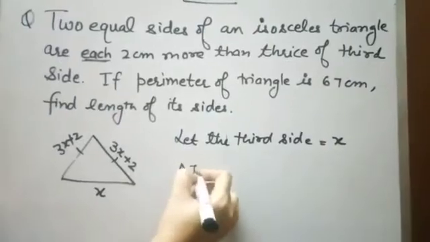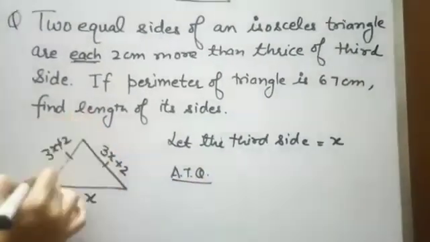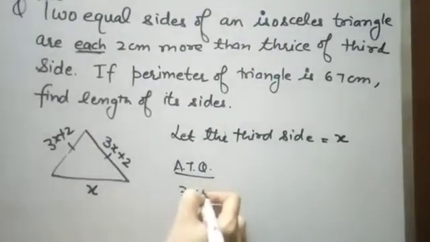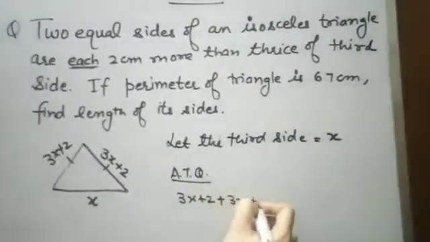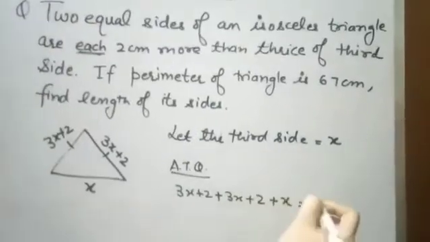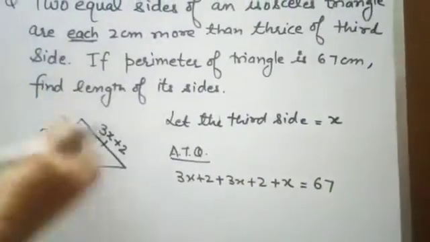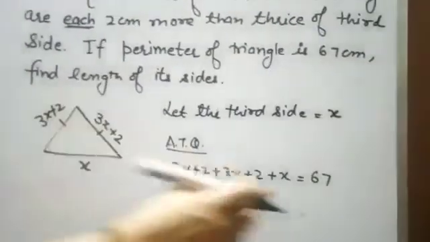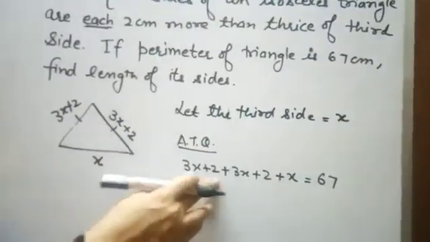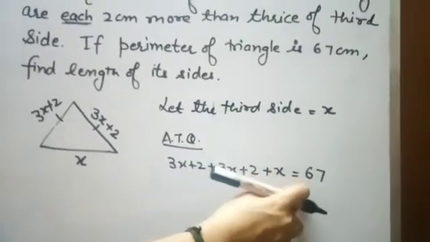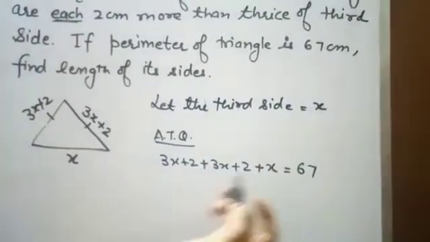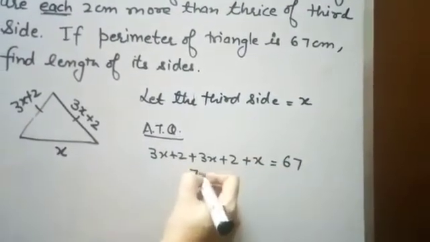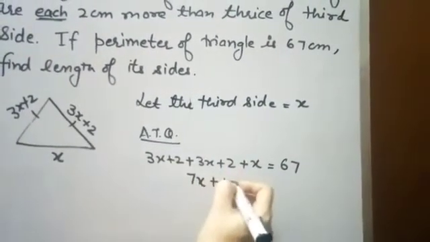Now you are going to form ATQ. And the perimeter is the sum of three sides. First side 3x plus 2, the second side again 3x plus 2, and the third side, that is x, is equal to 67. The sum of these three sides is equal to the perimeter of this triangle, which is given to us as 67 centimeter. So what I did, I added all these three sides and put the value equal to 67 centimeter. Now 3x plus 3x, 6x, plus 1x, 7x, and 2 plus 2, 4.